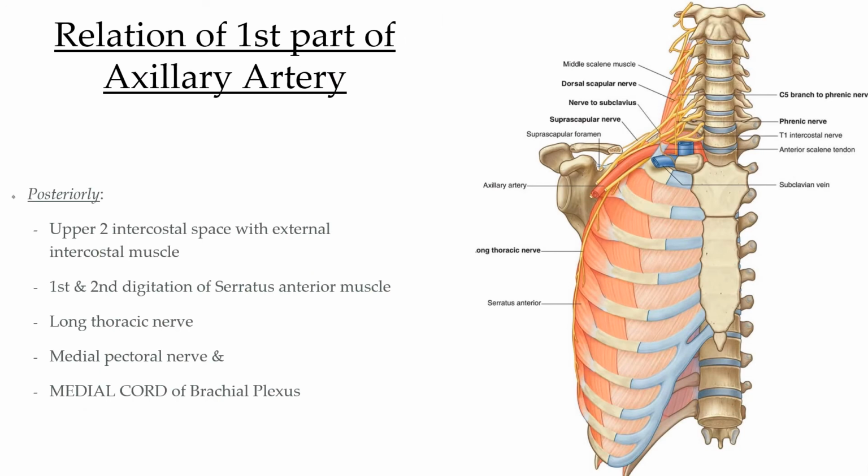Talking about the posterior relation of the first part of the axillary artery, as you can see in the illustration on the screen, this first part of the axillary artery is posteriorly related with the upper two ribs and intercostal space with the external intercostal muscle and overlying fascia, first two digitations of serratus anterior with the overlying long thoracic nerve, medial cord of the brachial plexus and one of its branches, the medial pectoral nerve.